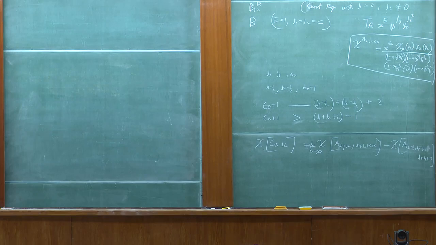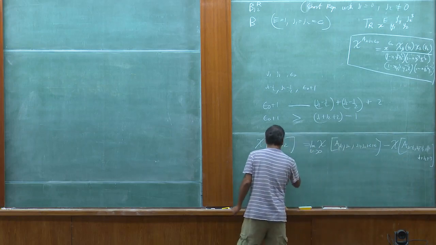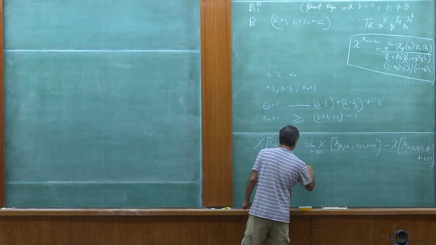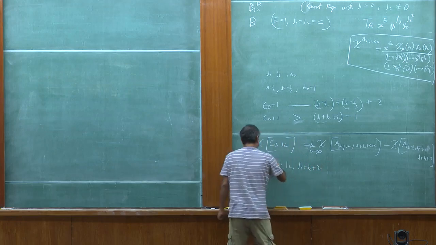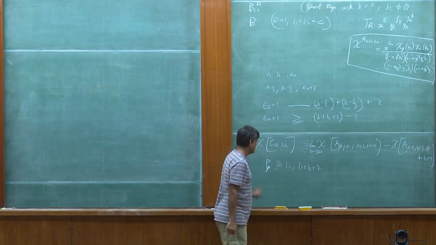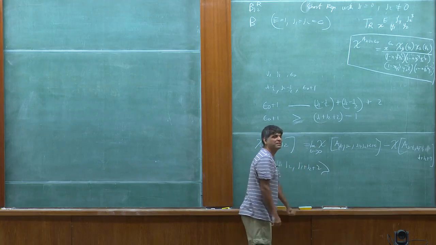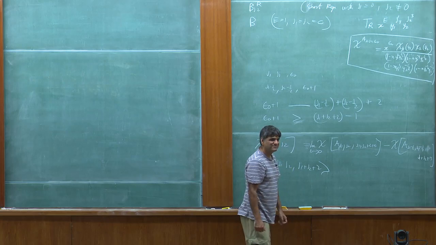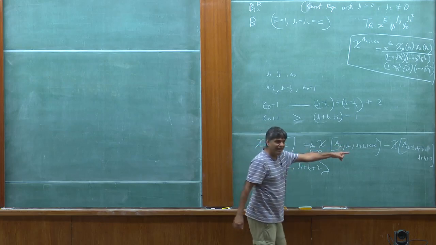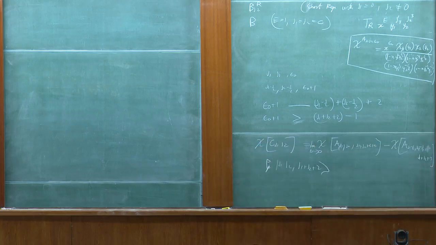Is this clear? What is the subtraction? Why is it plus 3? You remember how we got the state. We started with this primary, J1, J2, and J1 plus J2 plus 2. We acted on it with a momentum. That changed this to 3 and reduced each of these by half. That's why you have to remove it and all its descendants. And therefore you remove the whole character of this.